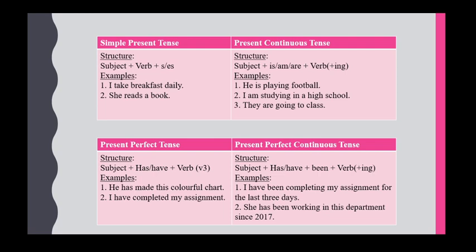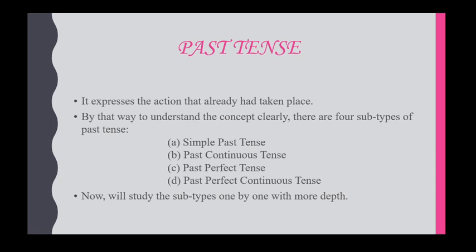Next sentence. She has been working in this department since 2017. She is a singular pronoun, so it is accompanied by has, then been plus working in this department since 2017. Okay, now it's very clear about the present tense, so we'll proceed with the past tense. Now, the action which has already been done. So if I had my lunch, I will say that I have taken my lunch. That is in the past tense.